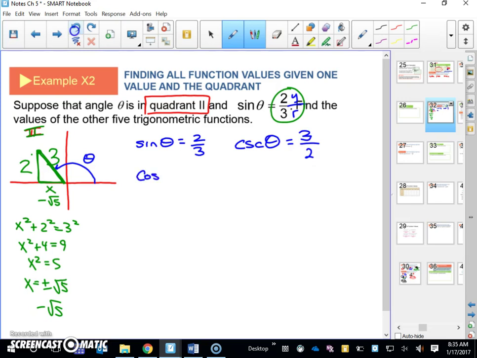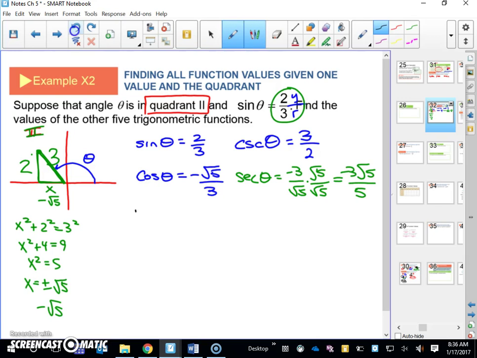But cosine theta, we would have needed that x value. You have to remember the ratio for cosine is x over r. So x over r, we just found that x number, and the r number was 3. So negative square root of 5 over 3. Then, if I was going to do that reciprocal, secant theta, we would have negative 3 over square root of 5. Take that reciprocal. And then we have to clean that up. We have to rationalize the denominator. That is going to be negative 3 square root of 5, over square root of 25, which is 5.